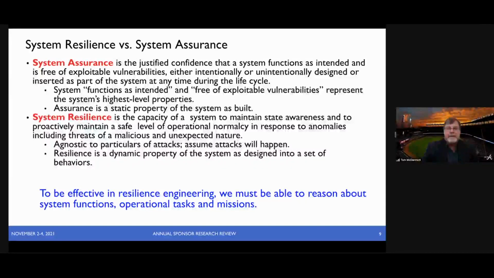But to be effective about resilience, we need tools that allow us to reason about the resilience of a system and to reason about them as functions of the system, particularly control functions. Next slide, please.